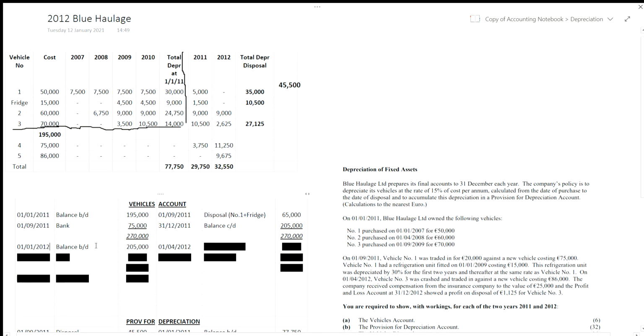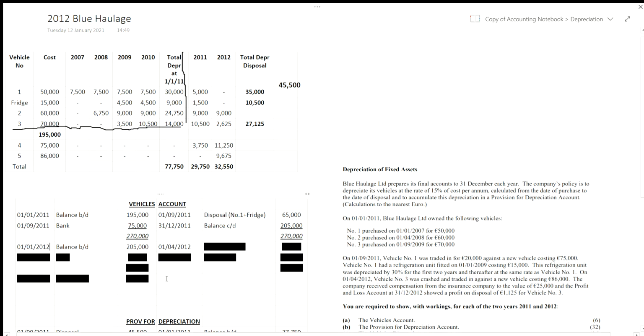So for 2012, for the vehicles, it's the same thing. My cost was 205,000. That's the beginning of the year. What happened for 2012? We can see here vehicle number 3 was crashed, traded in. So we got rid of vehicle number 3. We bought a new vehicle, vehicle number 5, costing 86,000. So this new vehicle that I bought, it's worth 86,000. What am I going to do? Well, I'm going to add that on.